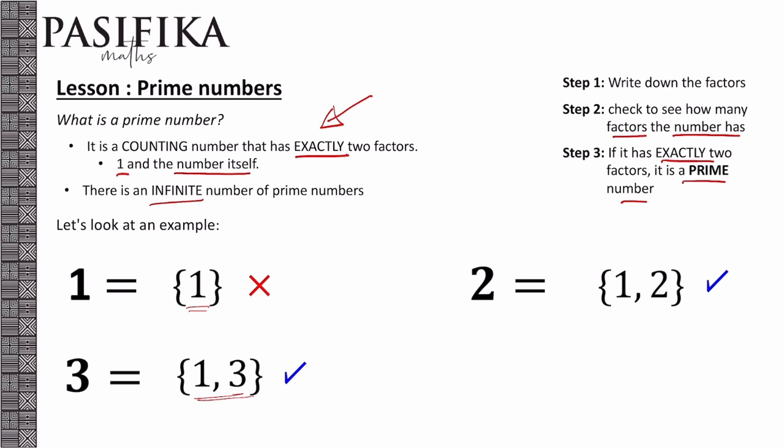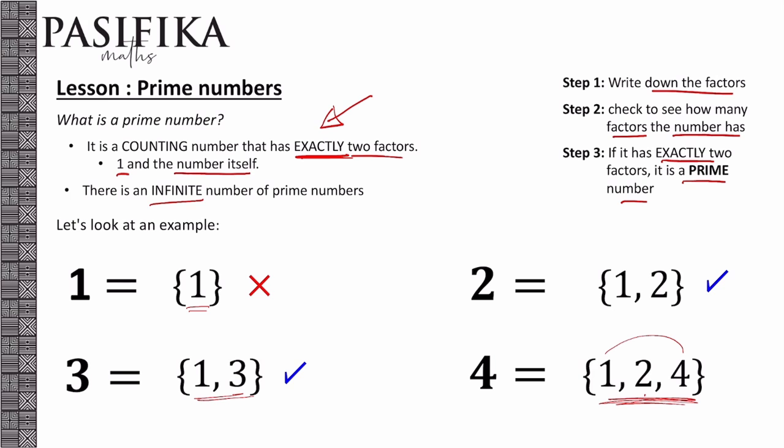Let's just do one more to be on the safe side. What about 4? Well, according to our steps, we have to write down the factors first. So, what are the factors of 4? 1, 2, and 4. 1 times 4 is 4. 2 times 2 is 4. Now, how many factors does this number have? It's got 3 factors. The definition of a prime number is it has exactly 2 factors. Therefore, 4 is not a prime number.